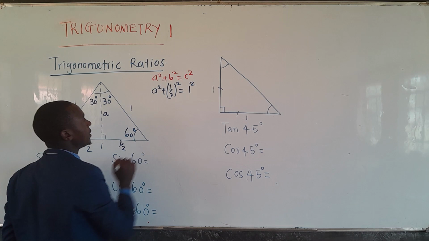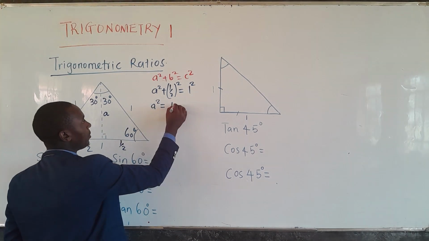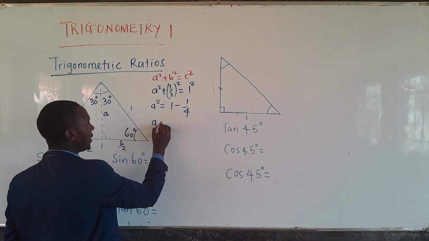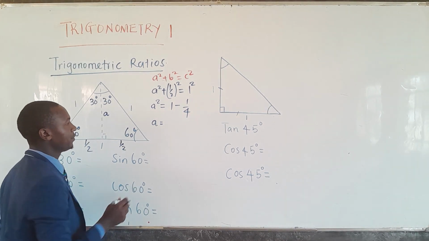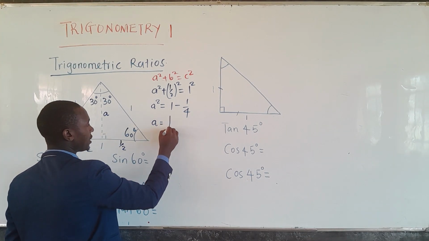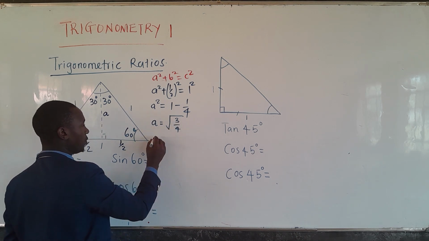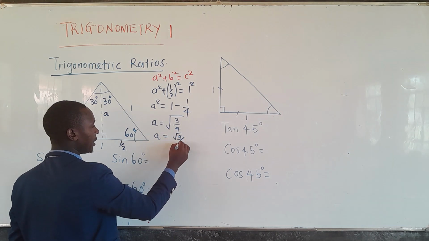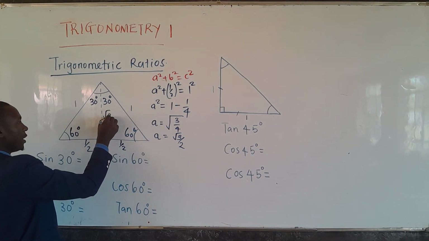which is 1 squared. And of course, you notice that a squared is equal to 1 minus 1 over 4. 1 minus 1 over 4 is 3/4. If you take the square root on both sides, then you notice that it's going to be root 3 over root 4, and the root of 4 is 2, so a is equal to exactly root 3 divided by 2.